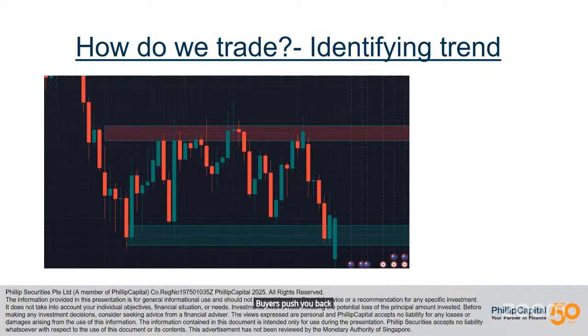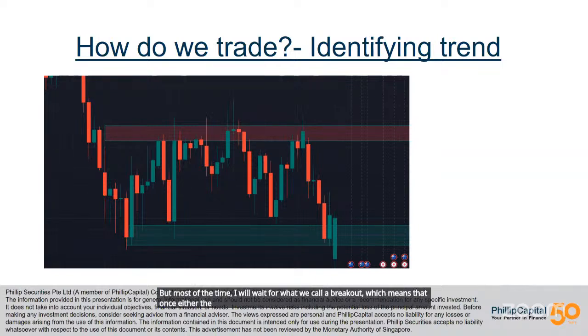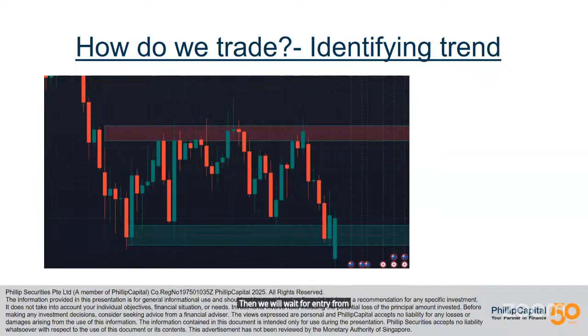How we usually trade this is that we can still take trades in the ranging motion. When it gets to the high or the low, we can execute a sell or buy. But most of the time, I will wait for what we call a breakout, which means that once either the buyers or sellers have won, then we will wait for entry from there. So, moving on.